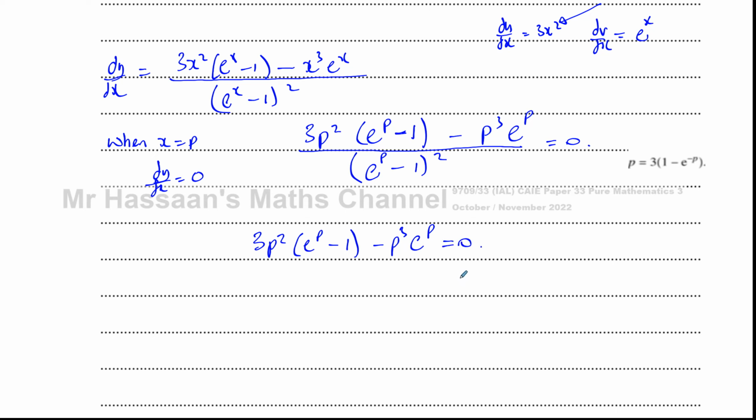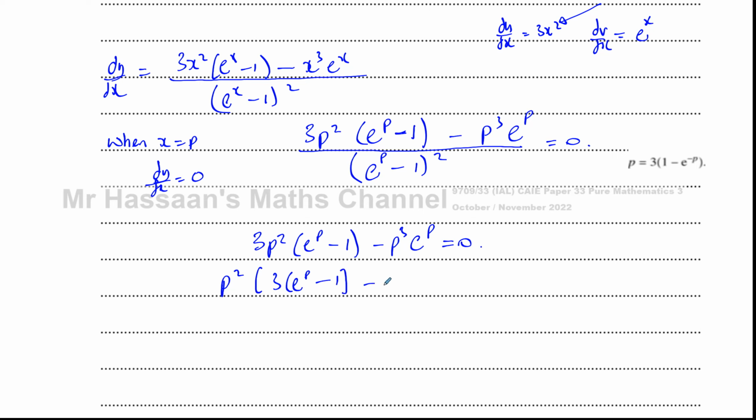And what I'm going to do now is expand the whole thing. So 3p squared times, in fact, I'm not going to do that, because I see I have something that I need here. So I'll do something a bit easier. I see that p squared is common in both of these main terms, so I'll take out the p squared as common. Then I'll have 3 times e to the power of p minus 1.